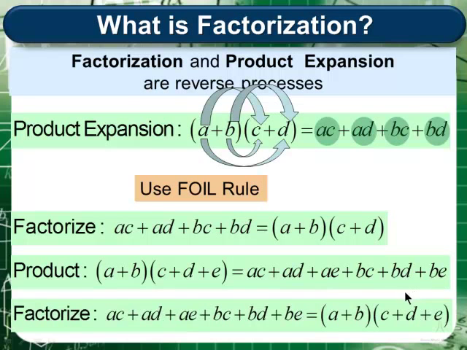Now the reverse process: if we have started with this particular expression, the sum of the 6 terms, then writing it in this format as a single term, a product of 2 factors, that is, a binomial and a trinomial, that process is called factorization.